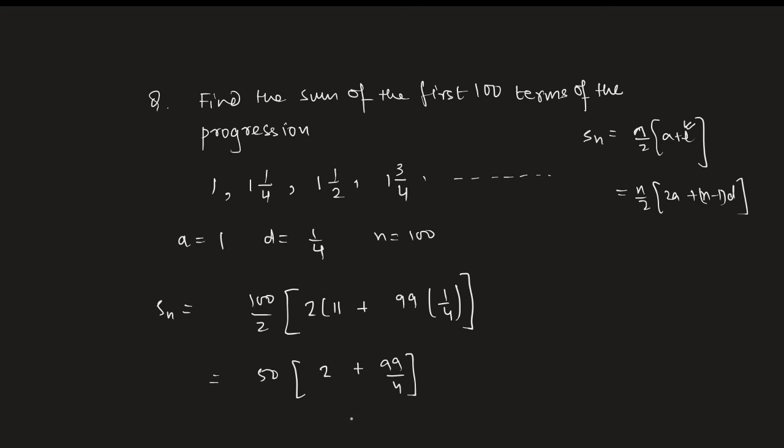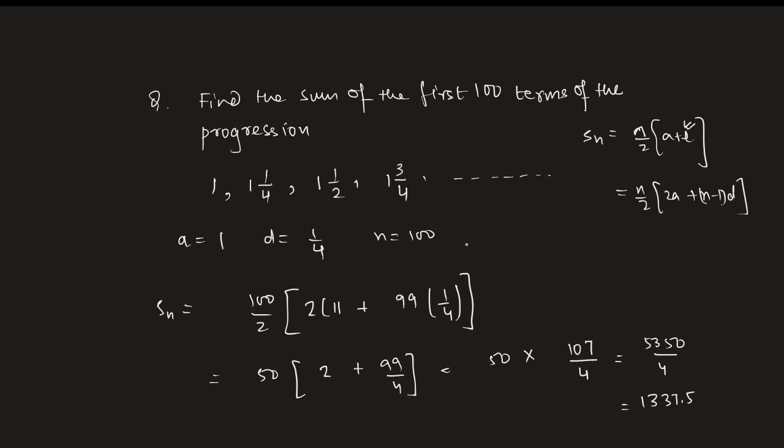Now if you simplify this part, this gives us 50 into 107 by 4. Now this can be further simplified. 50 into 107 gives us 5350, divided by 4, that is 1337.5. So this is the sum of the first 100 terms in the given series. Okay, I hope you are clear with this idea.